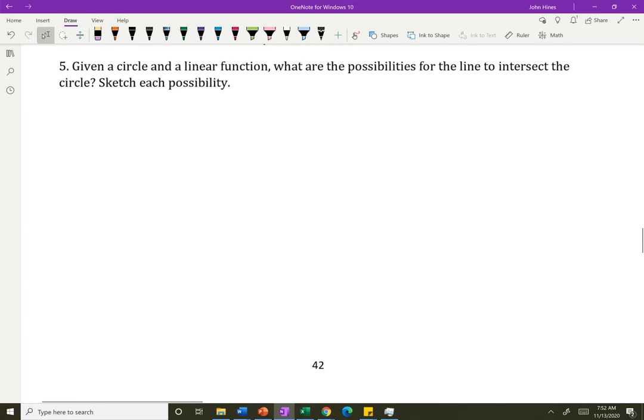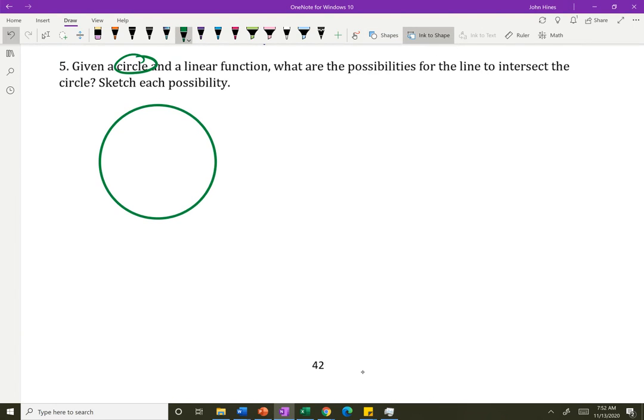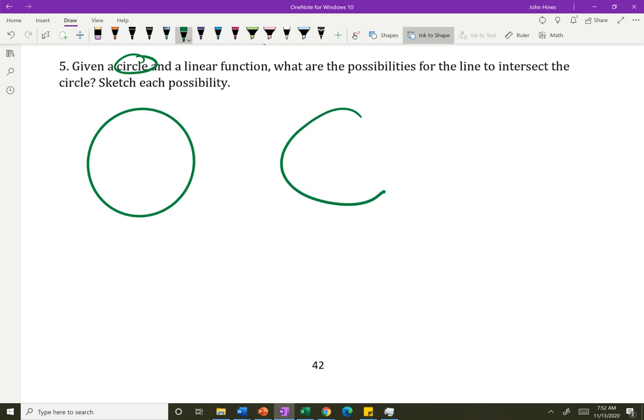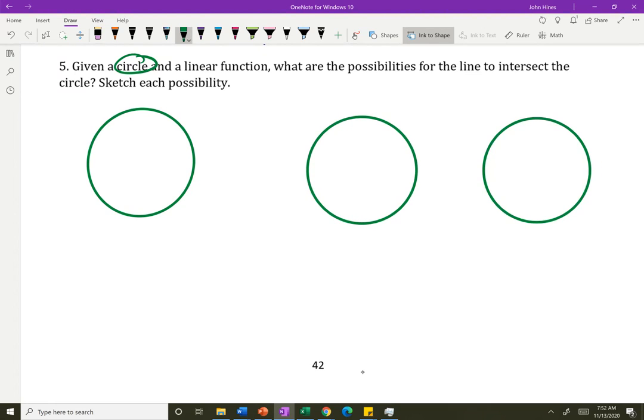Instead of just dealing with parabolas, we're also going to deal with circles. So if I have, let's see how I do here. If I had 3 circles, just going to pretend like these are coming out as circles.